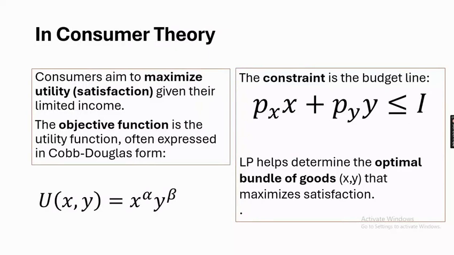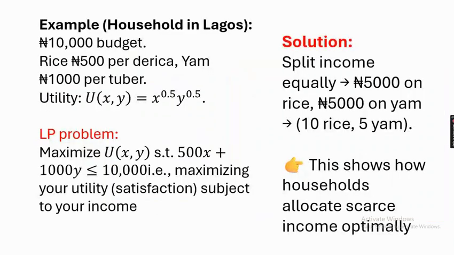Consumers aim to maximize satisfaction from goods and services given limited income. The utility function, often expressed in Cobb-Douglas form, represents preferences. For example, U of x and y equals x raised to alpha times y raised to beta. The constraint is the budget line, P sub x times x plus P sub y times y less than or equal to income. Linear programming helps determine the optimal combination of goods that gives the highest utility within the budget.